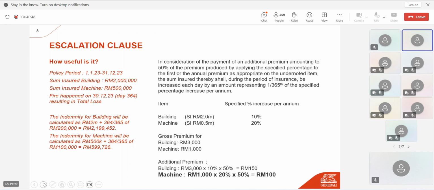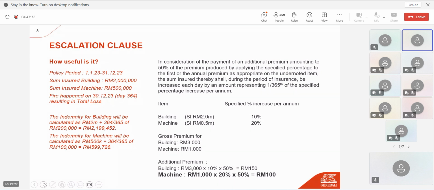In other words, 199,000 extra for the building and 600,000 extra for the machinery. How much premium does he have to pay? Extra 250 ringgit only. See the difference? With that, your customer will definitely be very, very happy to have this escalation clause inserted into their policy. Because like I say, this is to safeguard them against the inflationary rise in cost to replace or to reinstate.